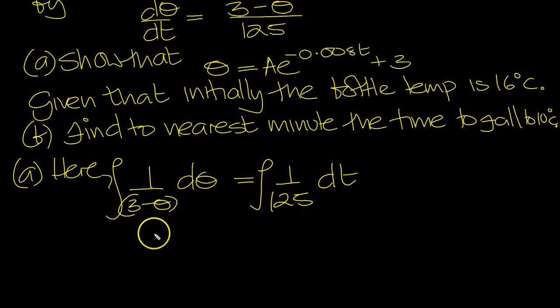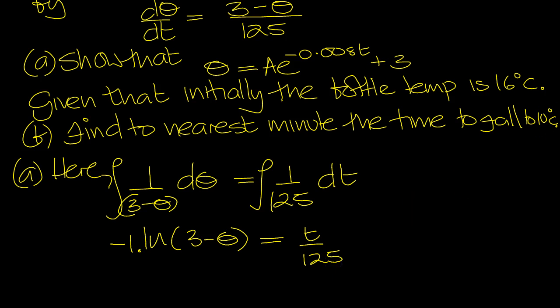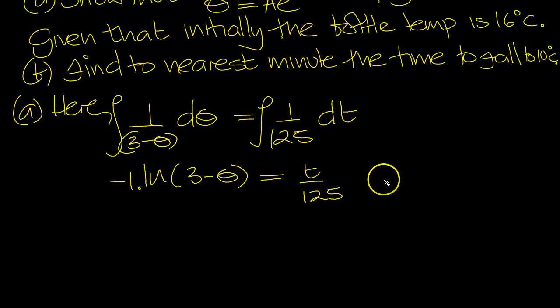So what have we got then? We've got log of something, 3 minus theta, and then we need a minus 1, don't we? Because it's a function of a function. When we differentiate this, log of something goes to 1 over the something, multiplied by the something differentiated, which is a minus. So that would make it a plus. Integrate the right hand side, it's just t over 125. So that tells us now, if we move the minus over, plus a constant of integration, of course.